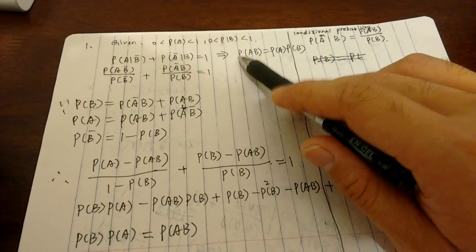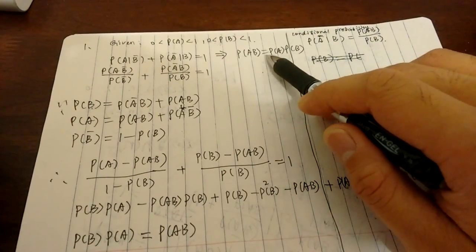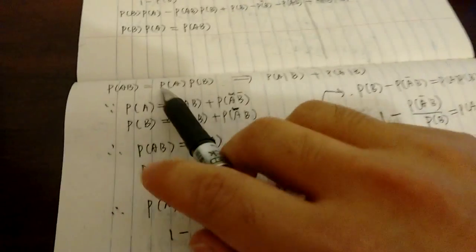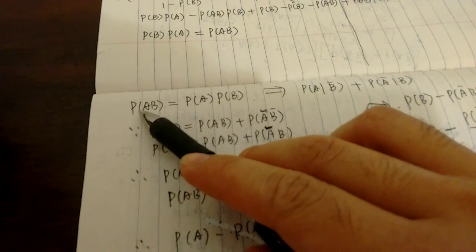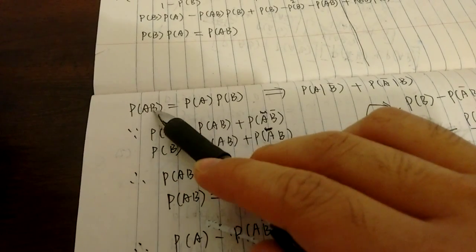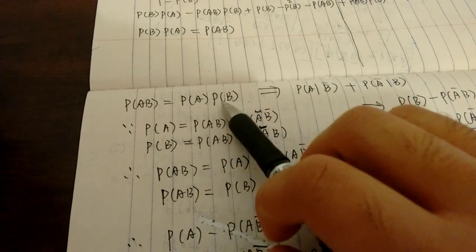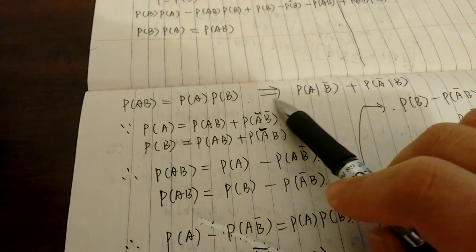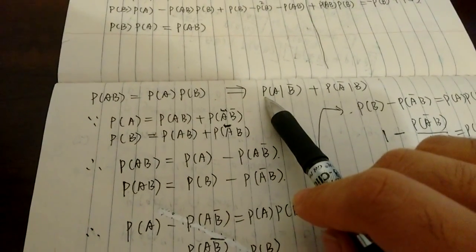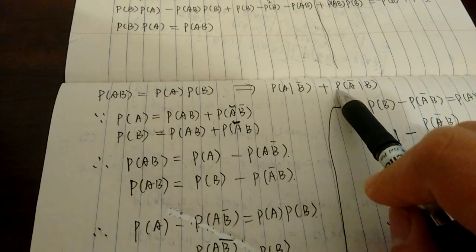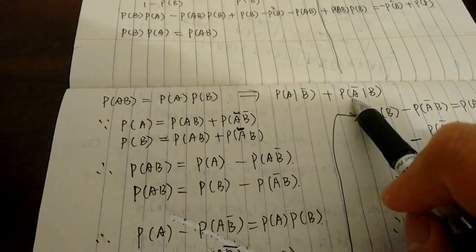and using this we could prove that probability AB equals probability A multiplied by probability B. And we also need to prove that if we're given that probability AB equals probability A times probability B, we could derive that probability A given B complement plus probability A complement given B equals 1.